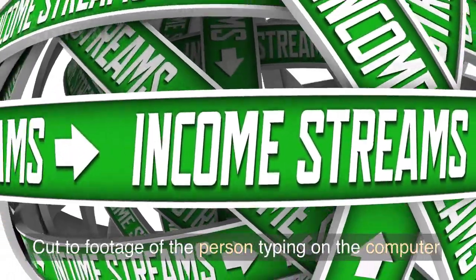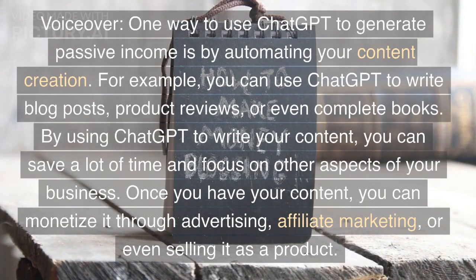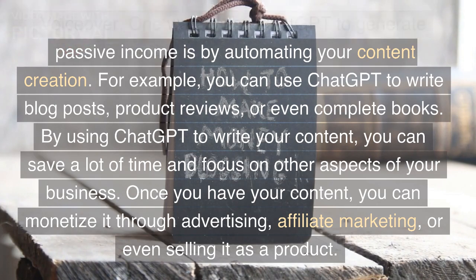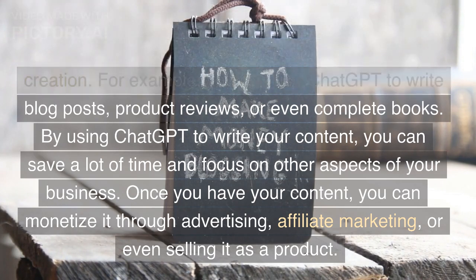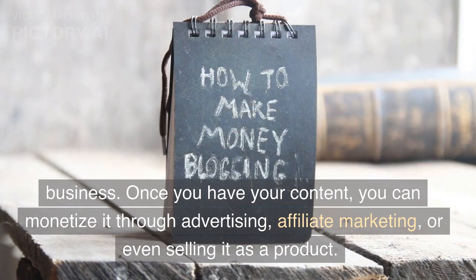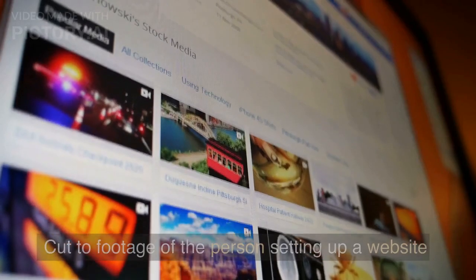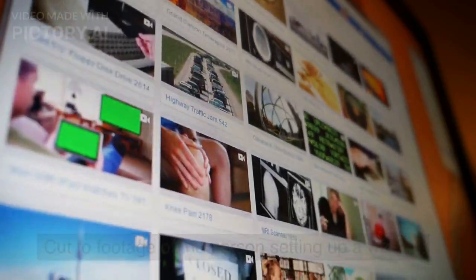Cut to footage of the person typing on the computer. One way to use ChatGPT to generate passive income is by automating your content creation. For example, you can use ChatGPT to write blog posts, product reviews, or even complete books. By using ChatGPT to write your content, you can save a lot of time and focus on other aspects of your business. Once you have your content, you can monetize it through advertising, affiliate marketing, or even selling it as a product.